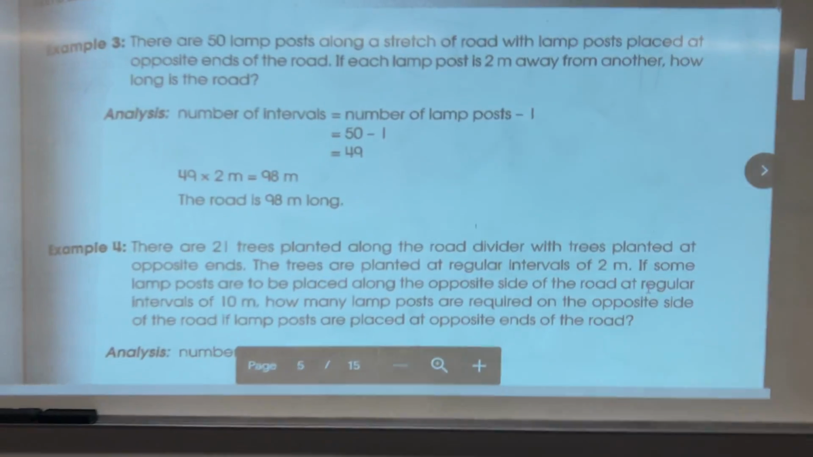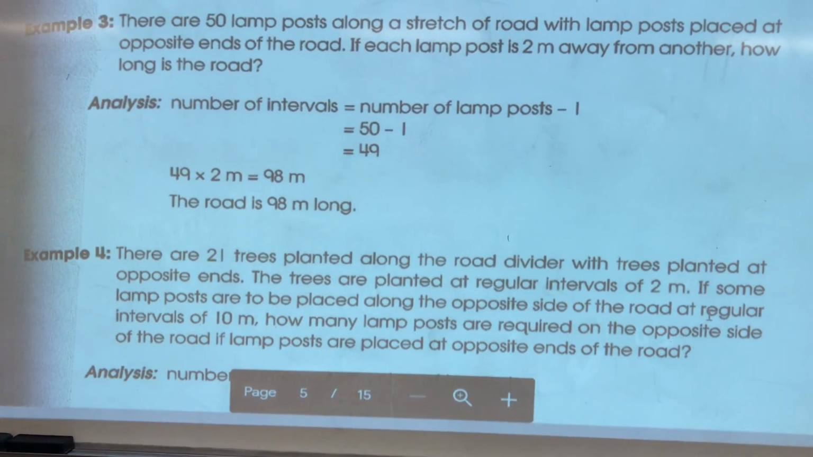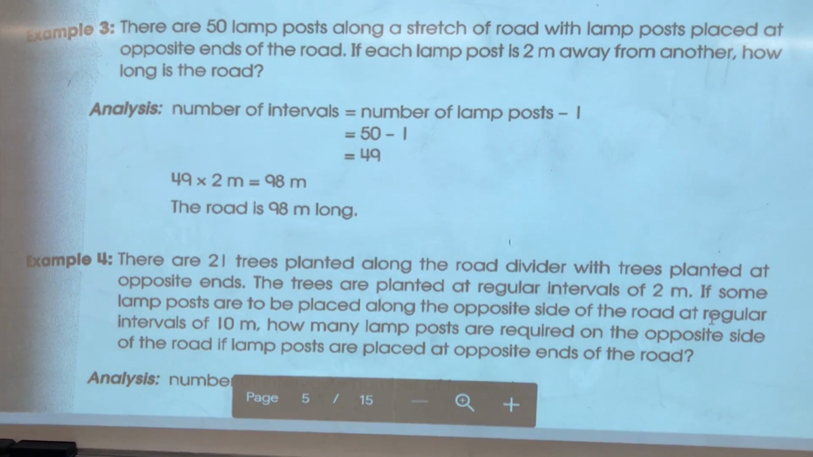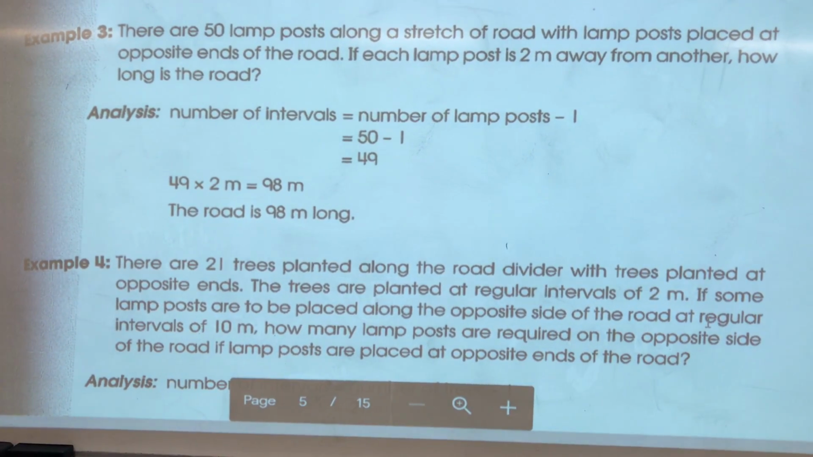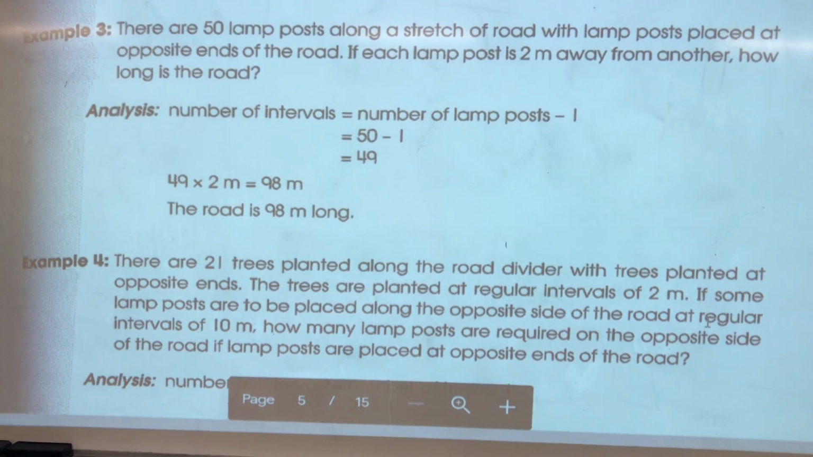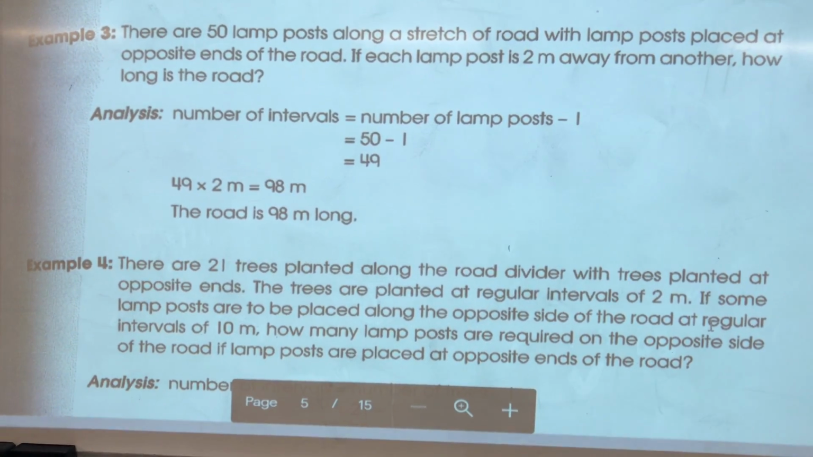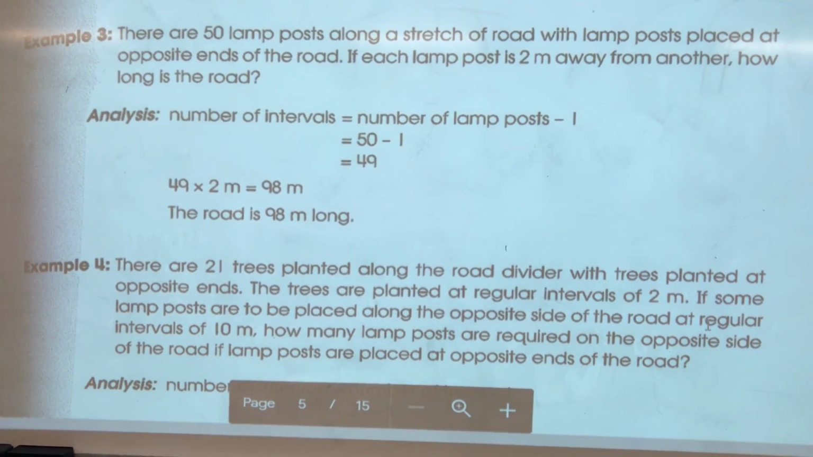Alright, so example 4. There are 21 trees planted along the road divider with trees planted at opposite ends. The trees are planted at regular intervals of 2 meters. If some lampposts are to be placed along the opposite side of the road at regular intervals of 10 meters, how many lampposts are required on the opposite side of the road if lampposts are placed at opposite ends of the road?